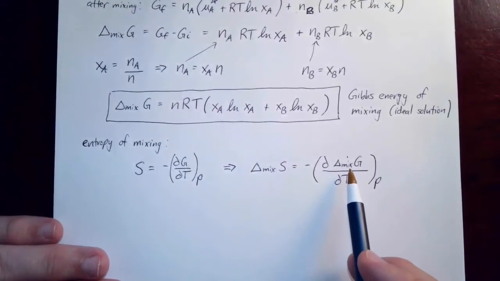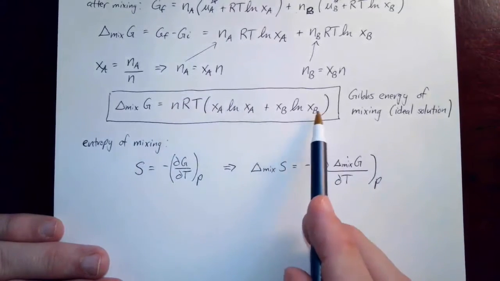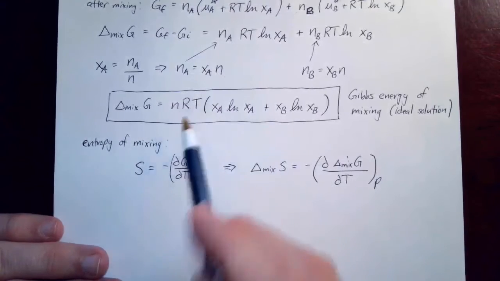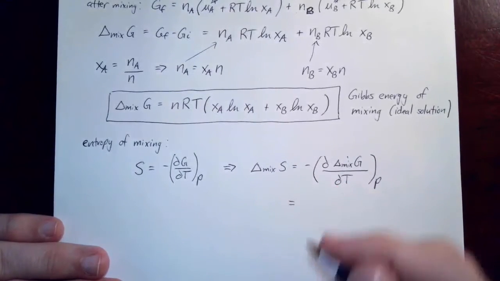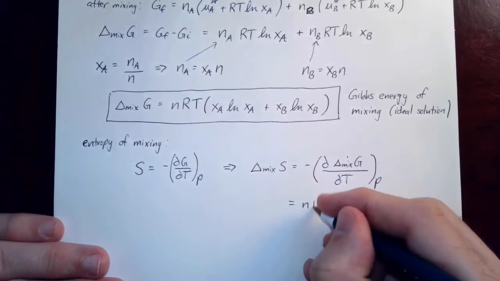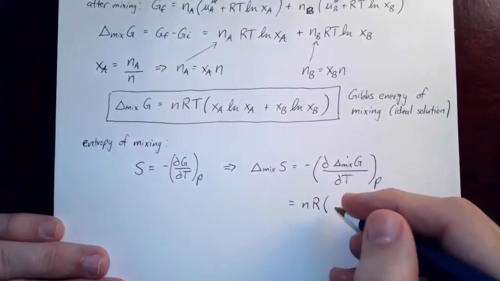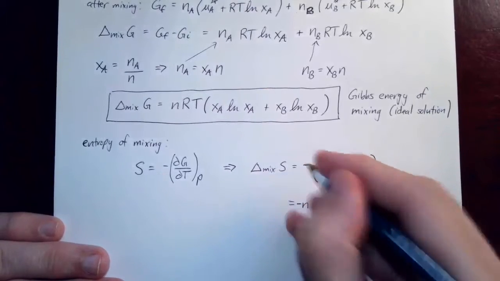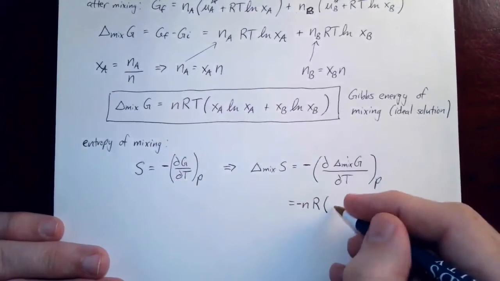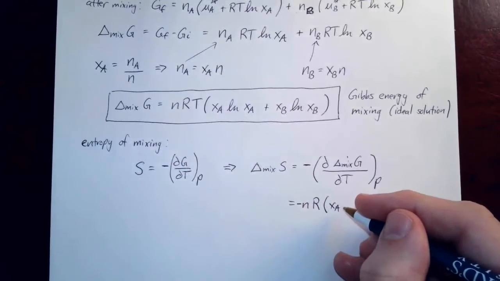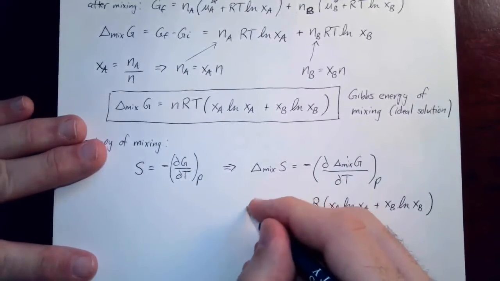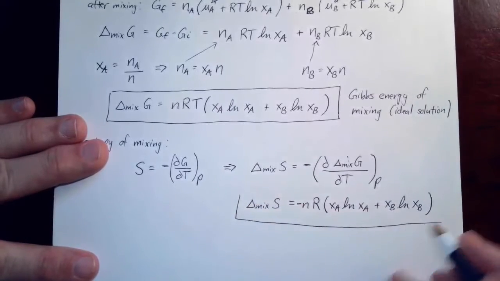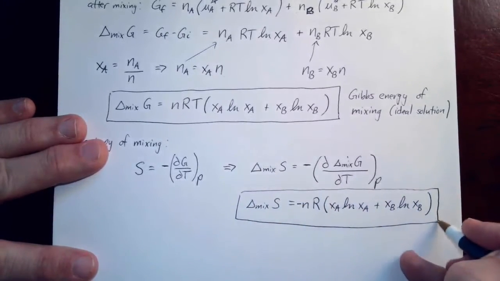Now I know delta mix G is right here, and so I need to take the derivative of that with respect to T, and that's just effectively going to drop the T off. And so I end up with nR. Oh, and there's a minus sign in front of this because of this minus sign here. Okay, so there's our entropy of mixing for an ideal solution.